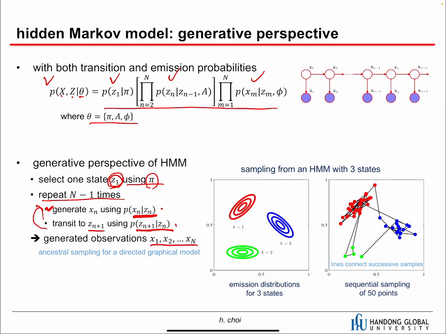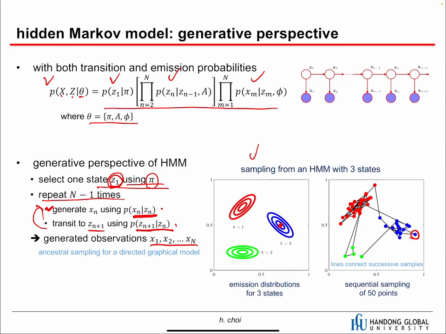Here's an example. When we have 3 states, first we select one state. For example, let's say we are at state 3. From this state, we have to generate one sample. Let's say the emission probability is a Gaussian distribution for each state. Then from this Gaussian distribution, we generate one sample. Let's say this is one sample.